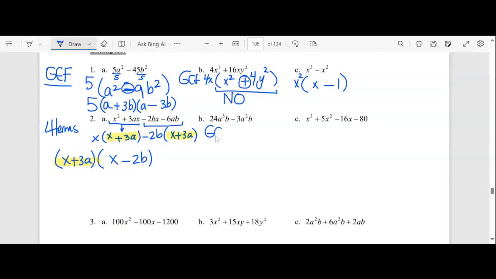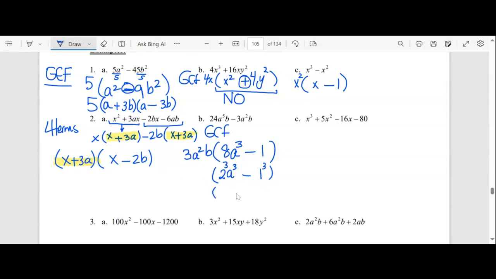Do we have a greatest common factor here? Yes, we have. What is it? 3a squared b. What is left? a cubed minus 1. Can I make this 2 cubed a cubed minus 1 cubed? Yes, we can.